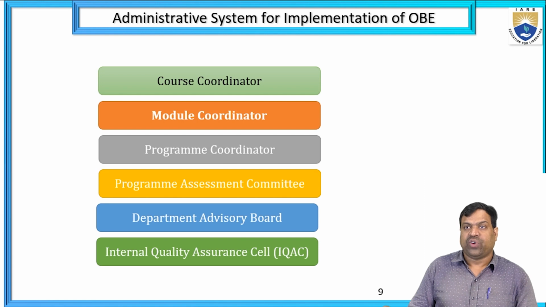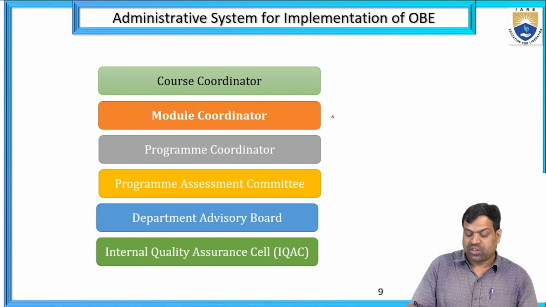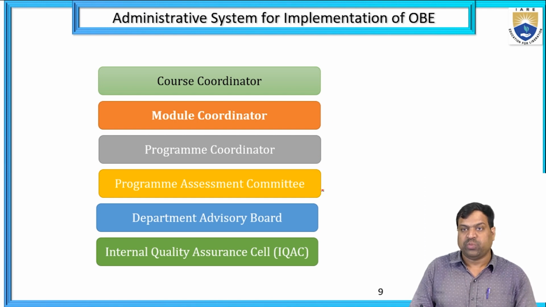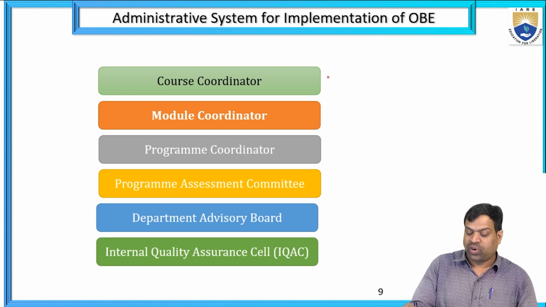Administrative system for implementation of OBE. Course coordinator, module coordinator, program coordinator, program assessment committee, department advisory committee, internal quality assurance cell. These are the stages of the administrative system for implementation of OBE. So what is a course and course coordinator?